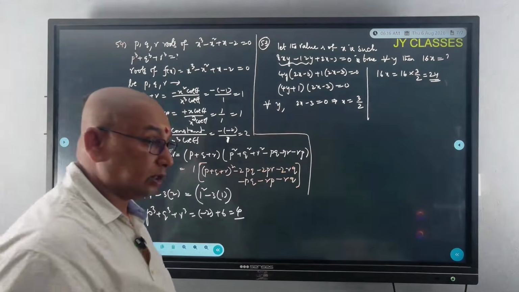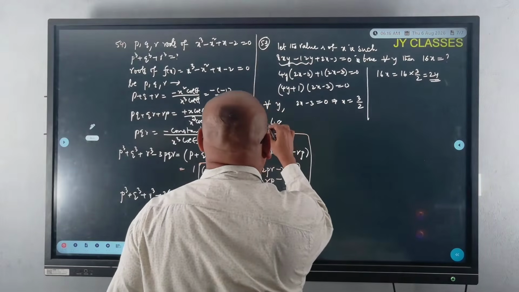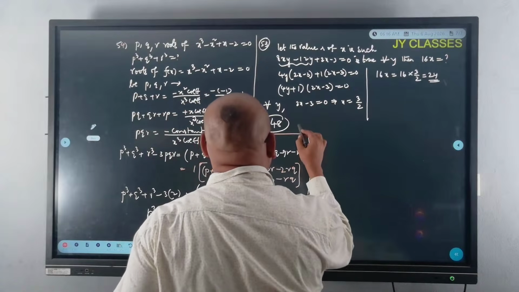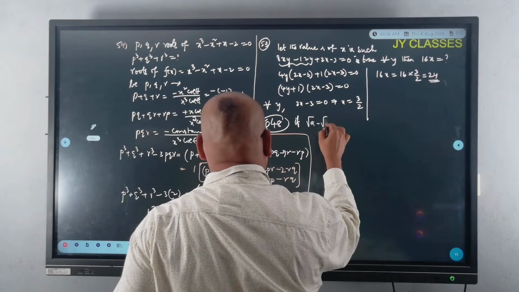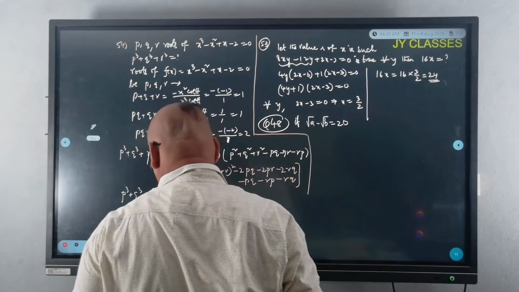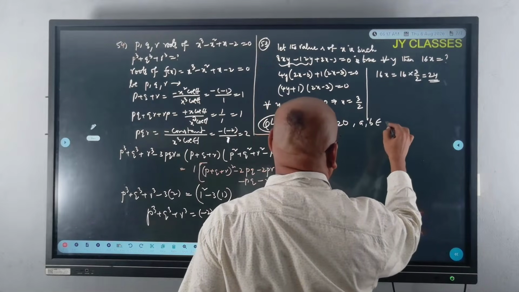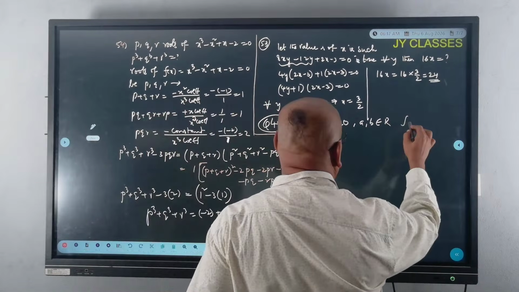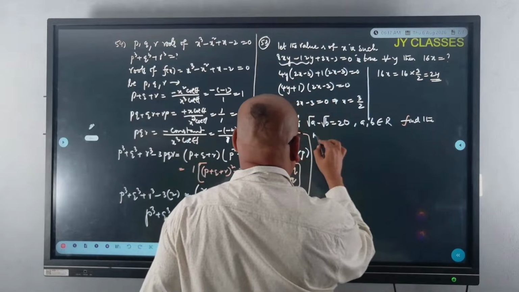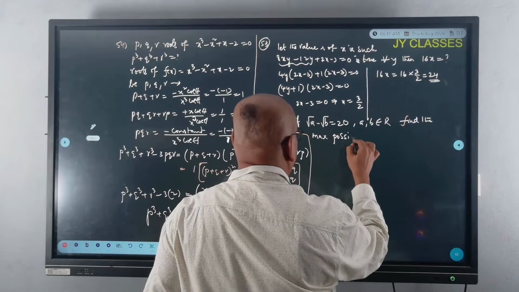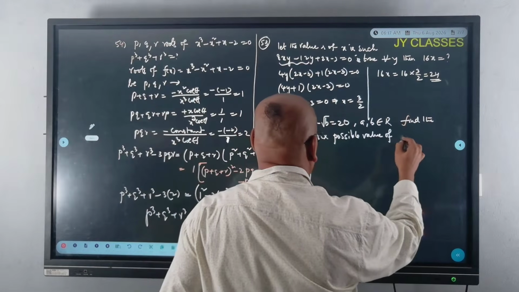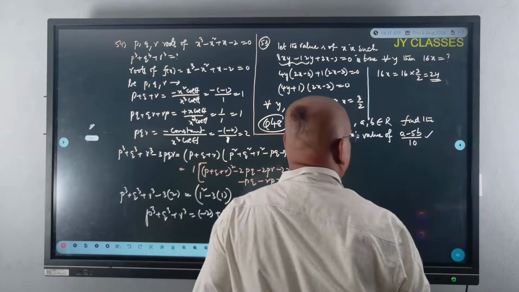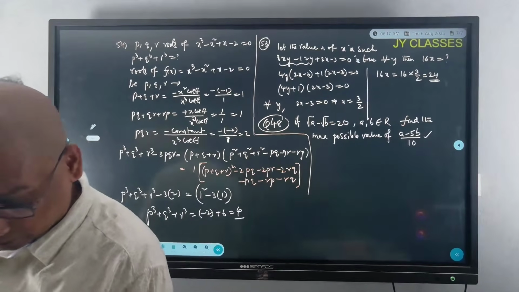Okay. Now see question number 48. If root a minus root b is equal to 20, where a, b are real, a comma b belongs to R, find the maximum possible value of a minus 5b by 10. That we have to find, the maximum possible value.